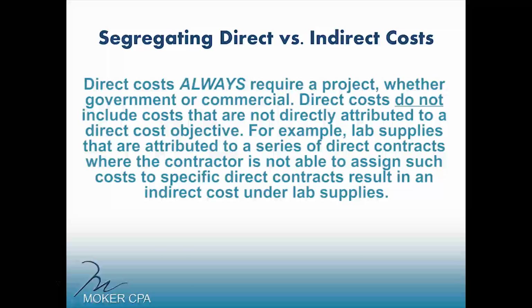Direct costs always require a project, whether government or commercial. Direct costs do not include costs that are not directly attributed to a direct cost objective. For example, lab supplies that are attributed to a series of direct contracts, where the contractor is not able to assign such costs to specific direct contracts, result in an indirect cost under lab supplies.